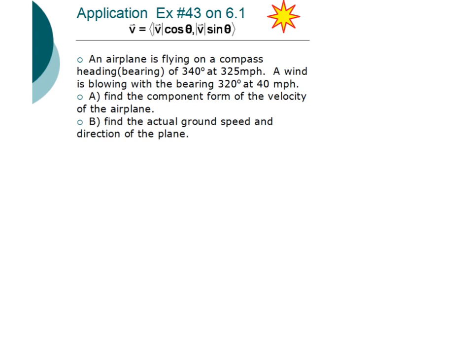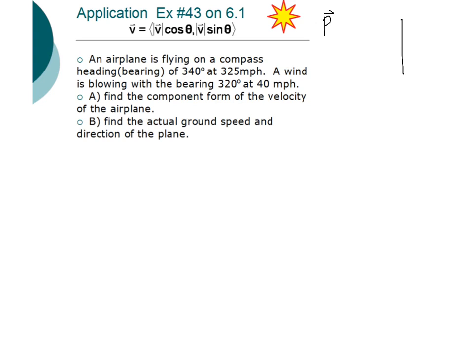So we're going to take this information, turn it into a component form of a resultant vector, and actually convert that to the actual ground speed and direction of that airplane. Okay, very applicable type of problem here because you have this airplane. Now let's talk about what's going on with this airplane. It's going at 340 degrees with a bearing. So I'm going to call this my vector P here.